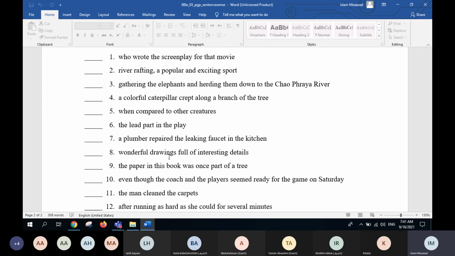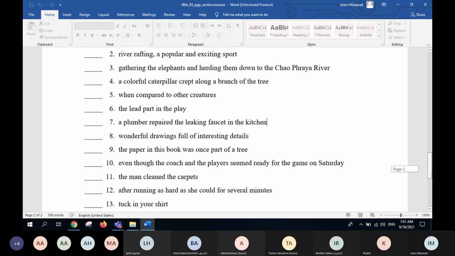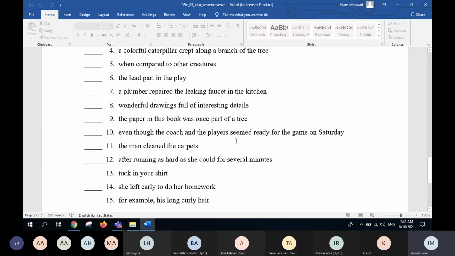Okay, number nine. The paper in this book was once a part of the tree. So where's the subject? Can you find it? The paper, thank you. And where's the verb? Check. He says the paper in the book was once a part of the tree. Was. That's right. So was is the verb. So now we have the subject, the paper in this book, and the predicate started from was once a part of the tree. So that's a sentence.